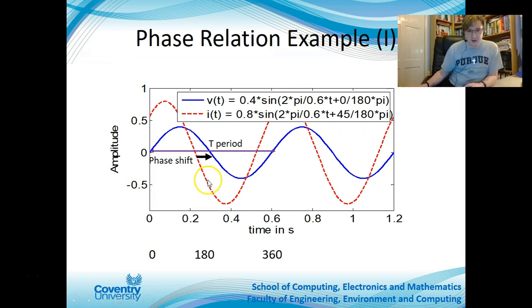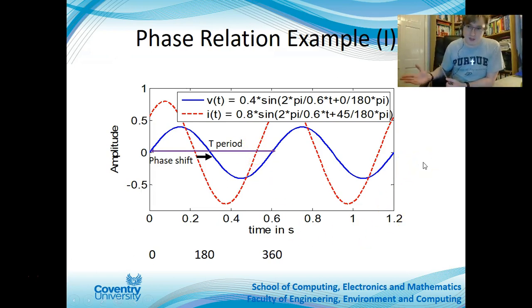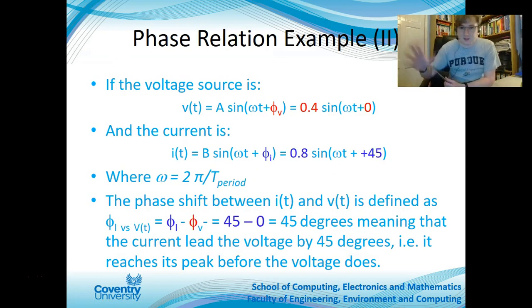So we look and we know what this period is, which is represented by this purple double-headed arrow here. That's the period, the time it takes for it to go around and oscillate once. And this is the phase shift between the two. So if you get your ruler, you can measure on your screen the distance for the period, measure the distance for the shift, and find what proportion of the whole period the difference is, because you know one period is 360 degrees.